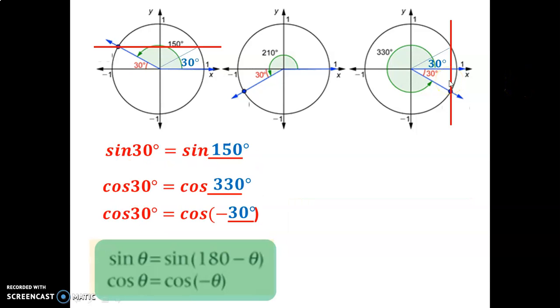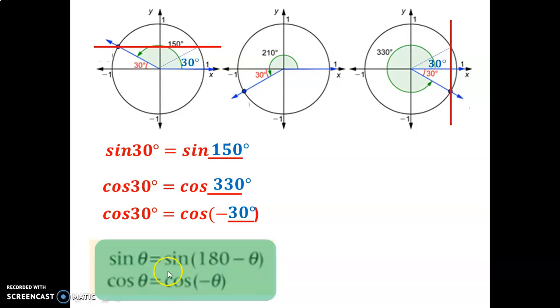Okay, let's see if you really understand that. I'm going to pose two questions for you, one about sine, one about cosine, and your job is just to find another angle that gives you the same sine and cosine value. Okay, now that you've tried that, we're going to do more like that in a minute if this is still confusing for you, but let's look at one more rule.